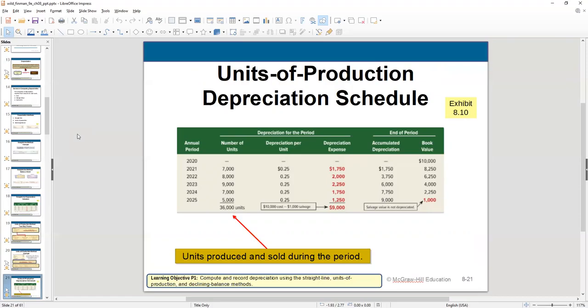When you do your depreciation expense, when you get down to where your book value is $1,000, you will stop. You will not go beyond that point, which means that's where your depreciation expense is going to stop. And as we can see, in 2025, there may have been more than 5,000 units produced, but we're not going to depreciate them because by doing 5,000, we're down to what our remaining depreciation dollars are in that final year.